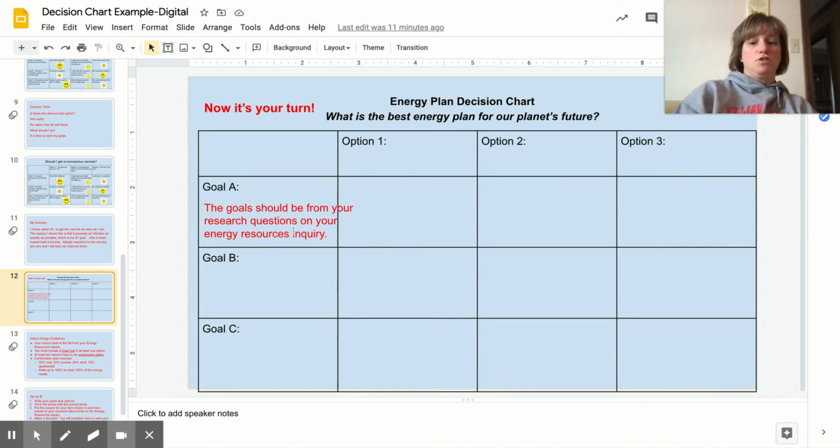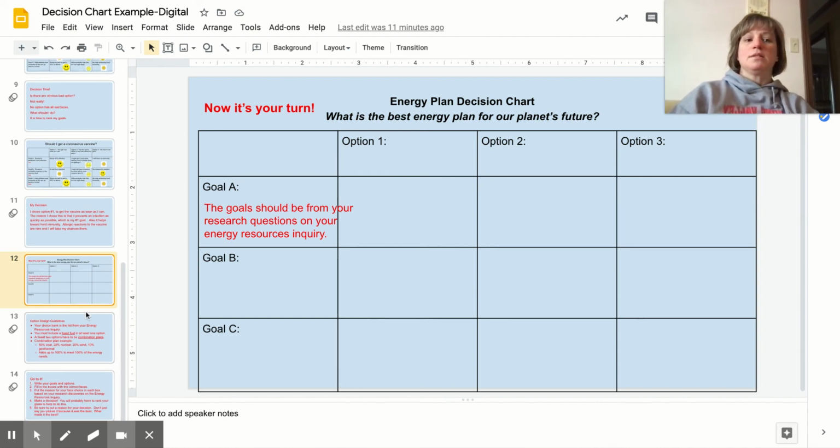So we want an energy plan that maybe limits carbon dioxide if you researched that. We want an energy plan that is reasonably priced. We want an energy plan that is safe. We want an energy plan that is reliable, that will always be there. Those are the things that would be your goals. So you're going to have to open up that doc, your energy resources inquiry, and remember back to the things you researched, and those become your goals. Now, that shouldn't be too tough to write the goals because you've really already done it in a sense.